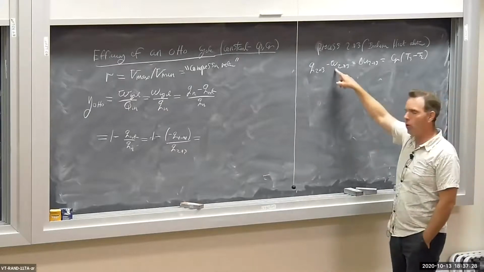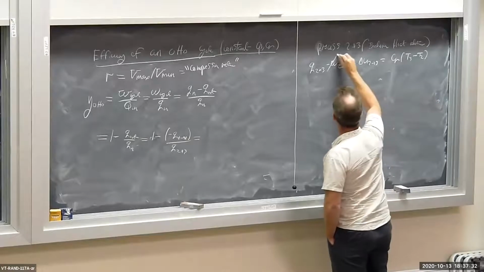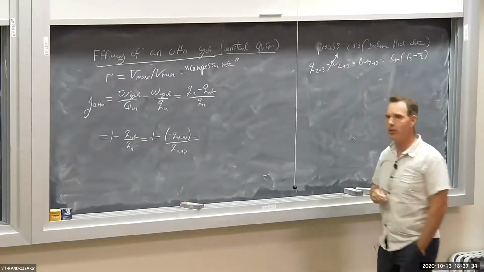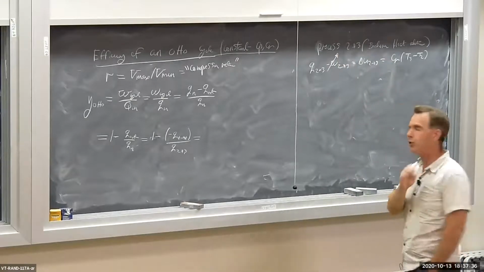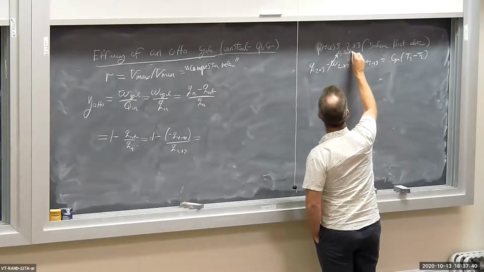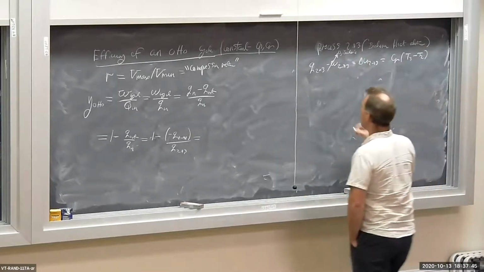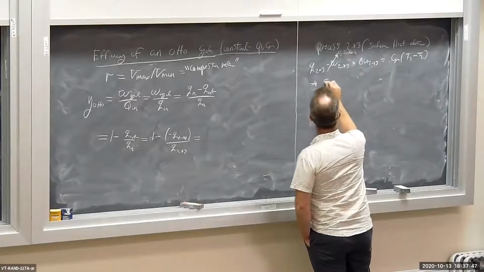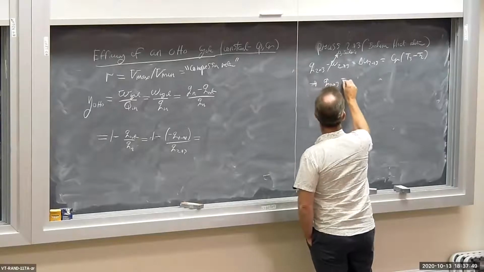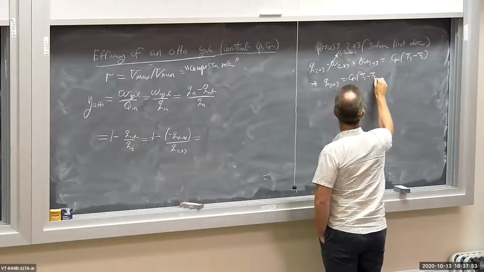Now, if it's an isochoric process, what's the boundary work? Remember, this is boundary work. So if it's an isochoric process, constant volume, what's the boundary work? It is 0. So this is 0 for an isochoric process. So we get immediately Q2 to 3 is equal to Cv times T3 minus T2. Okay?